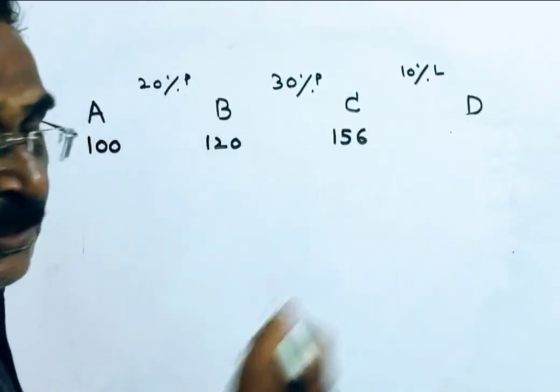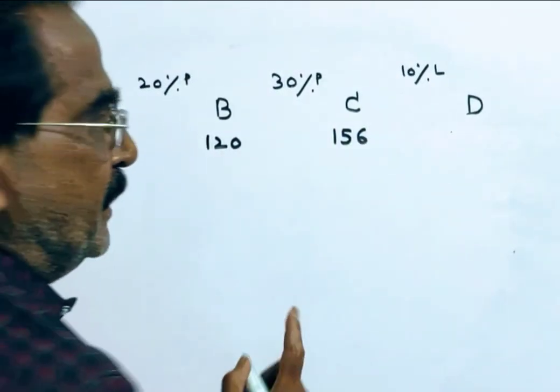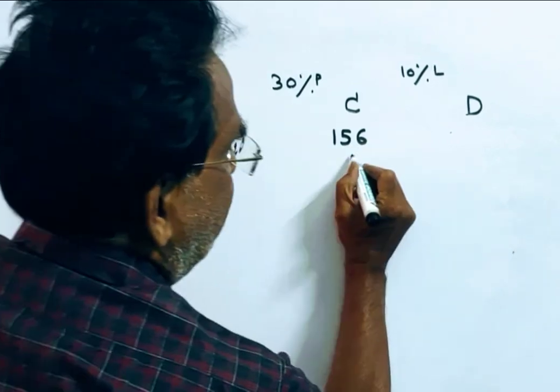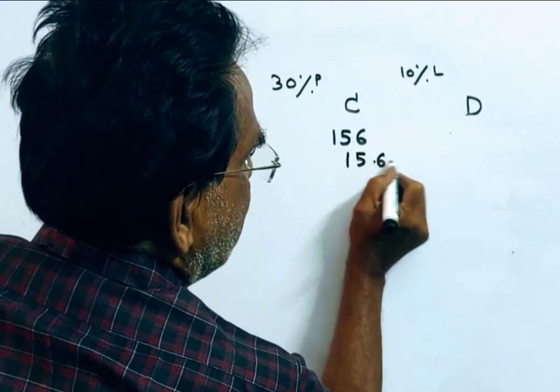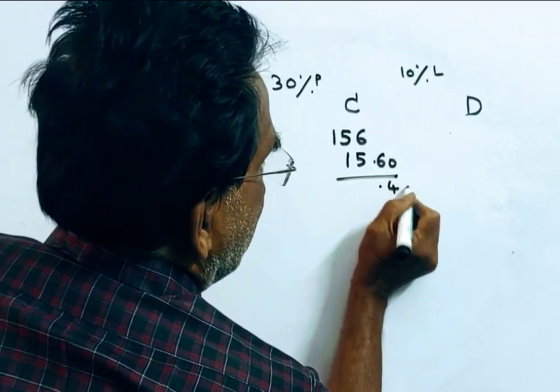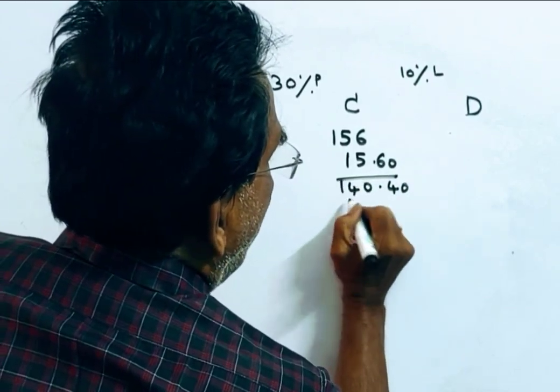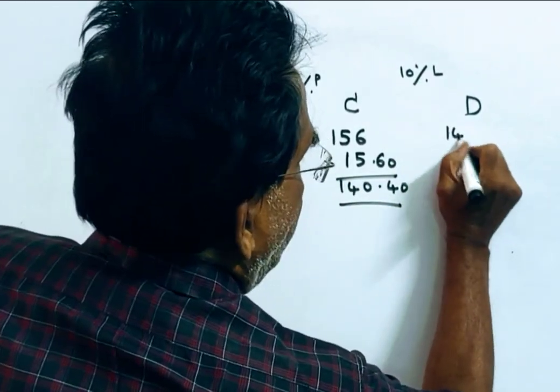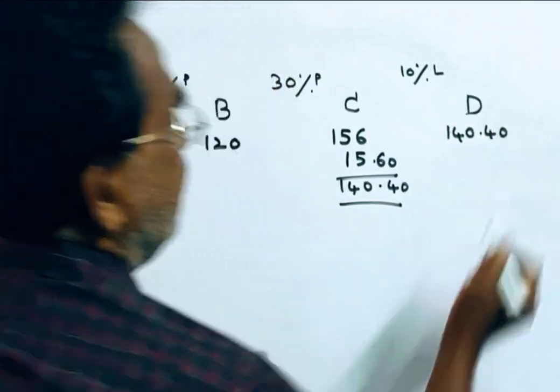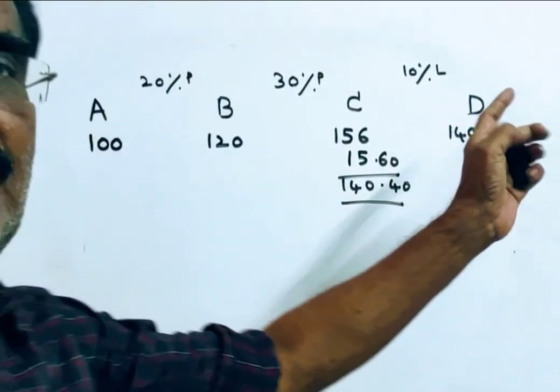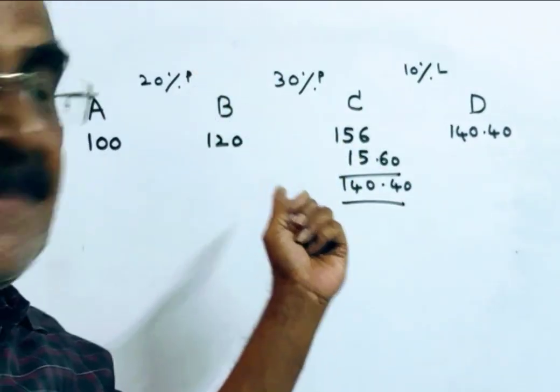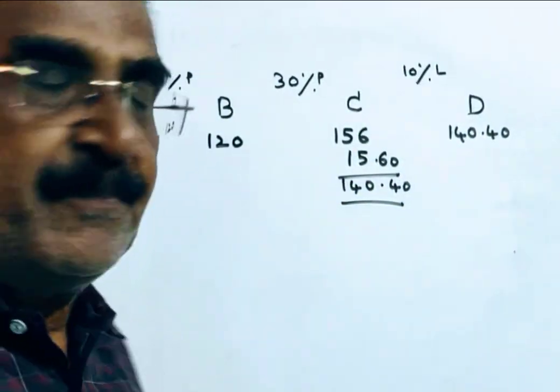And C sold the watch to D at 10% loss. Friends, 10% of 156 is 15.60. That means it comes to 140 rupees 40 paise. This 140 rupees 40 paise is the selling price for C and the cost price for D.